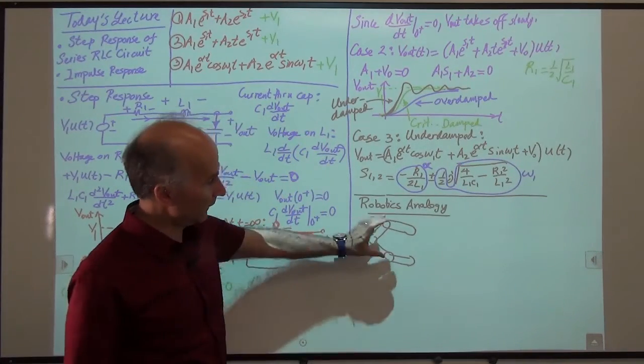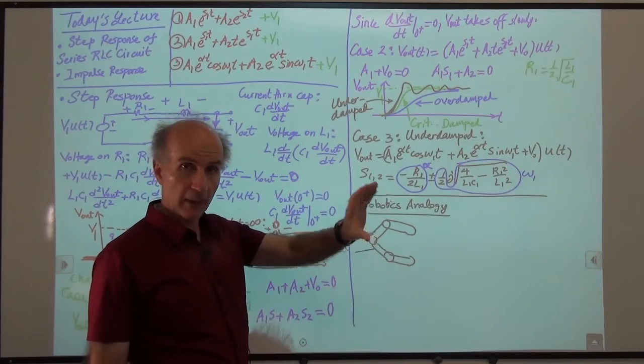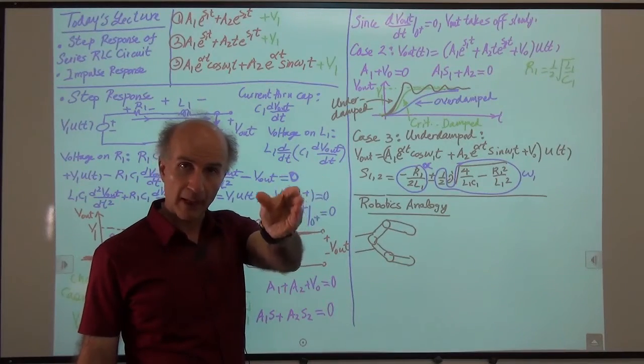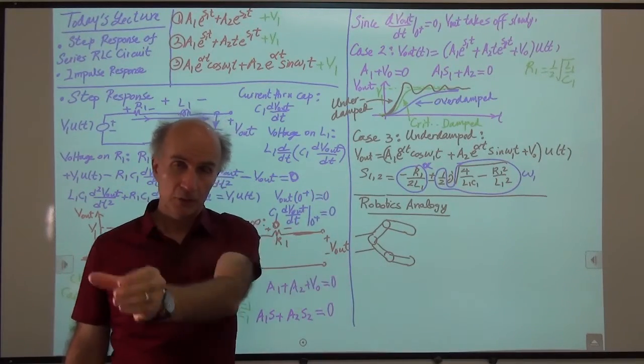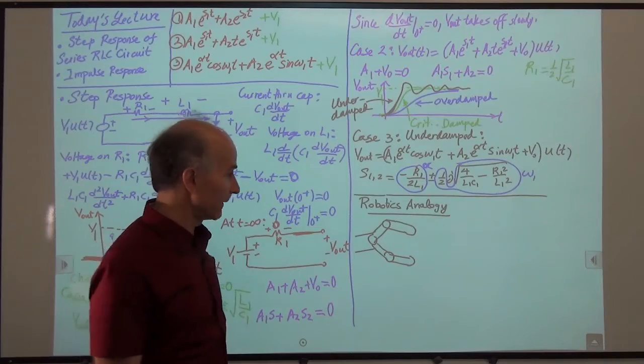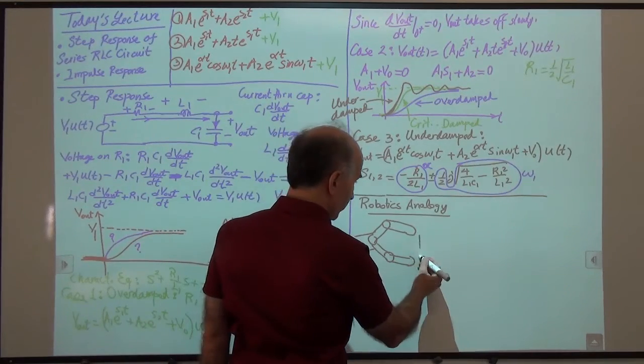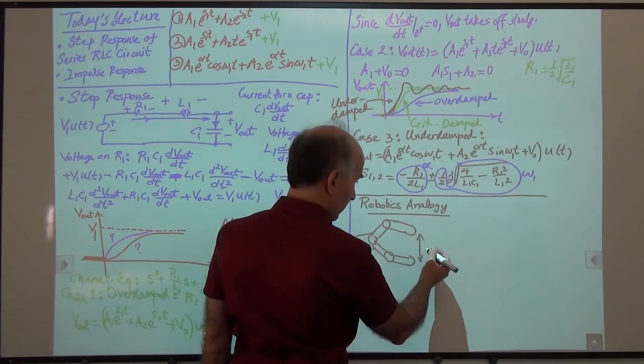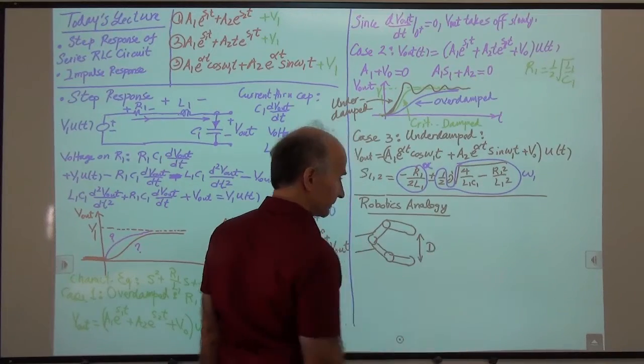Okay, so these are the two fingers of the robotic arm. They have to go and grab an egg, move it from here to here. All right, so we'll call the distance between these two fingers something. Let's call it, for example, capital D.